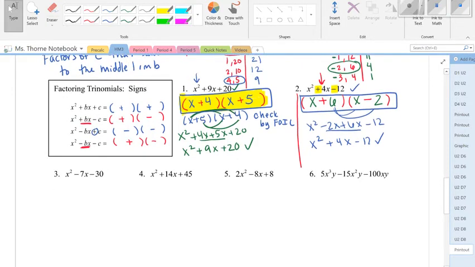So why don't you guys go ahead and do 3 on your own. So you do 3. Let's go ahead and look at 4.